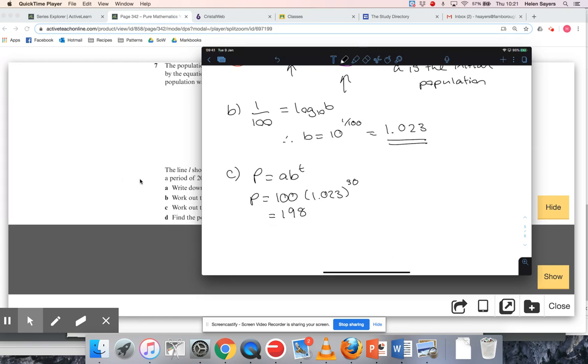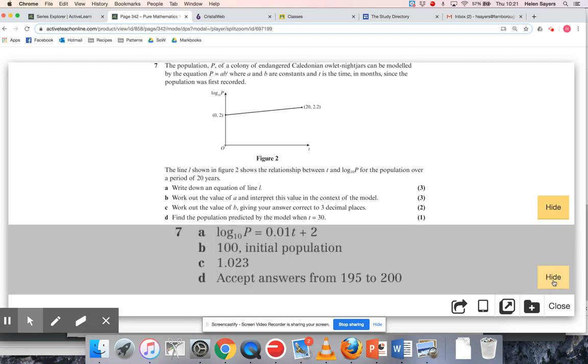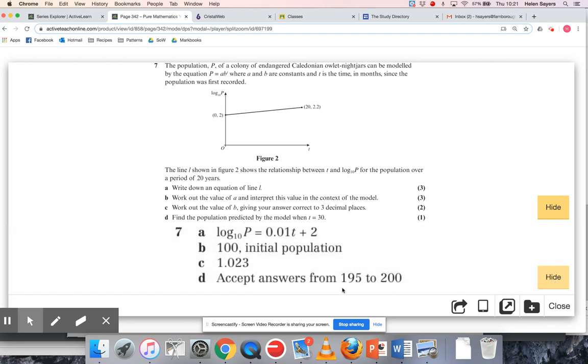If I go onto their solutions, you'll see it will accept anything from 195 to 200, because your answer might vary depending on how you've rounded your value of b.